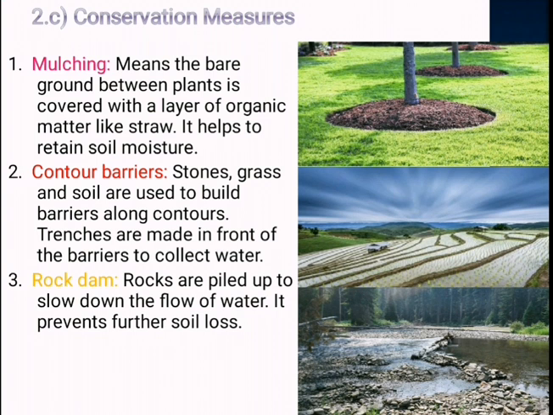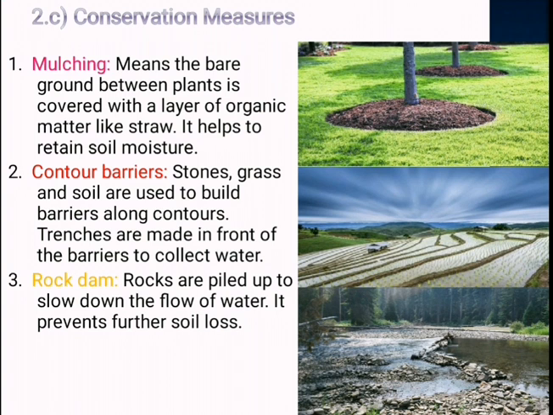Second one is the contour barrier. Stones, grass, and soil are used to build barriers along the contours, the hilly area or the slope region. Trenches, meaning small pits, are made in front of this barrier to collect water. In the second image, in the slopey area, we make small barriers with the help of stone or grass or soil. It will preserve the soil and avoid soil erosion.